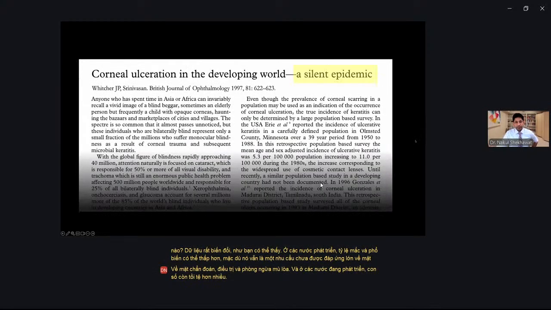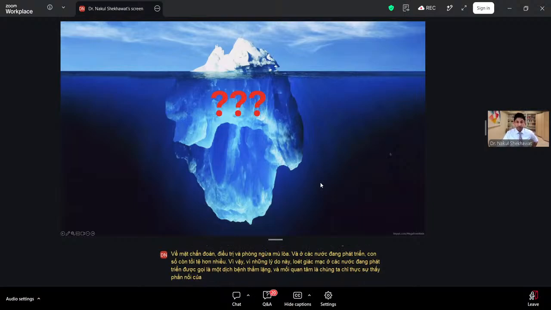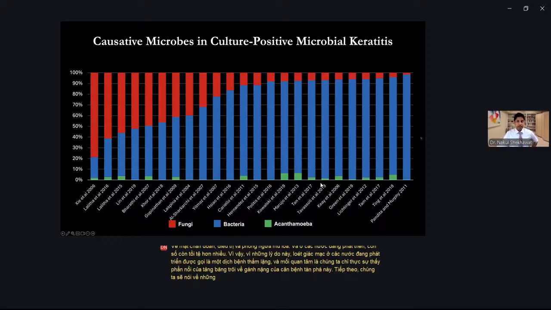And so for these reasons, the corneal ulceration in the developing world has been referred to as a silent epidemic. And the concern is that we're only really seeing the tip of the iceberg as far as the burden of this devastating blinding disease. Next, we'll talk about specific microbes in culture-positive microbial keratitis.